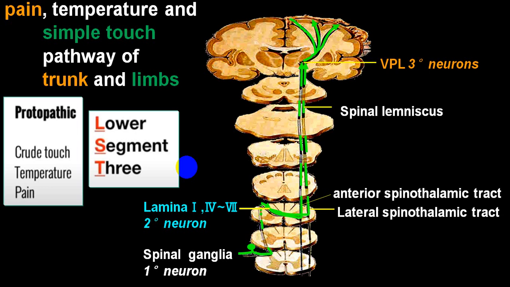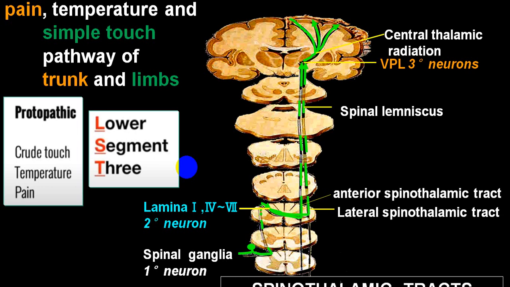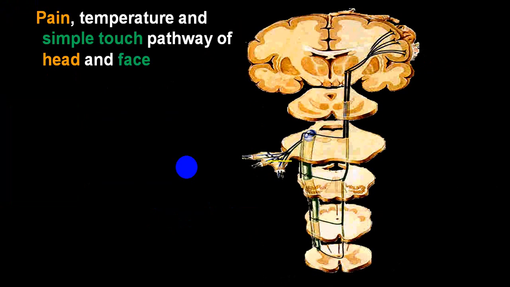And then after ending in a VPL nucleus, that is ventro-posterolateral nucleus of thalamus, third order neuron will start, which will pass through the posterior limb of internal capsule and via thalamocortical tract, it will end in a post-central gyrus of parietal lobe. This will carry pain, temperature and light touch to opposite side of cerebral cortex, that is spinothalamic tract.